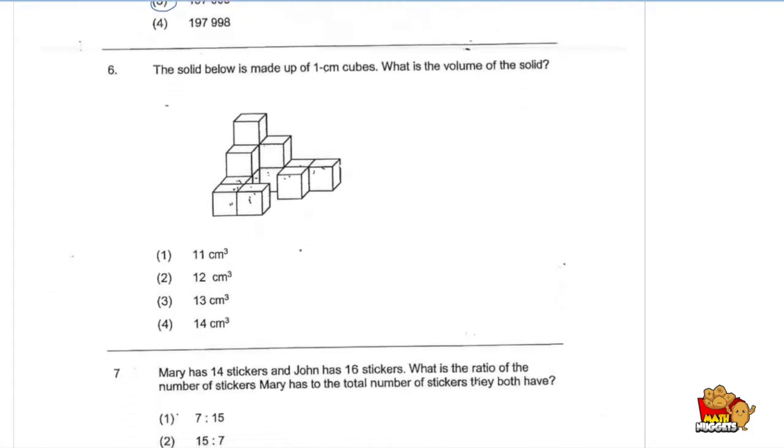Question 6. What is the volume of the solid? We need to count the number of cubes. Let's look at it level by level. I'll look at level 1 first. I have 1, 2, 3, 4, 5, 6, 7, 8, 9. Level 2, I have 1, 2, 3. The top level, I have 1. So 9 plus 3 plus 1 gives me 13.